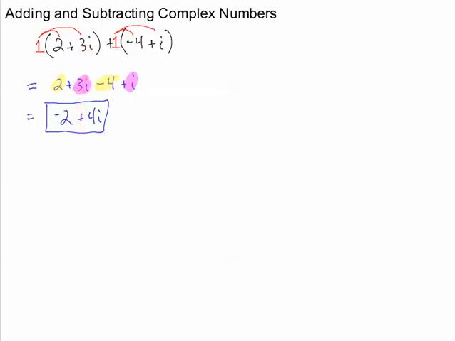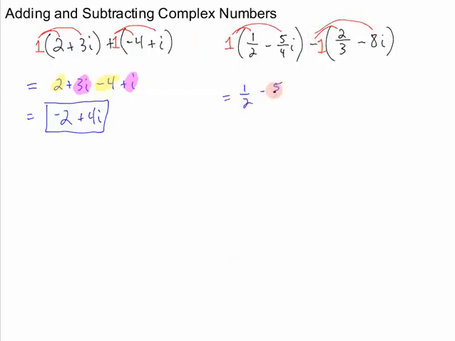So it's very simple. So what if you have something like this? 1/2 minus 5/4 i minus 2/3 minus 8i. Well, you do just like we said before. You can put 1s in front of these and distribute them. However, this 1 is negative, so make sure to distribute the negative with it, and you end up with 1/2 minus 5/4 i minus 2/3 plus 8i.